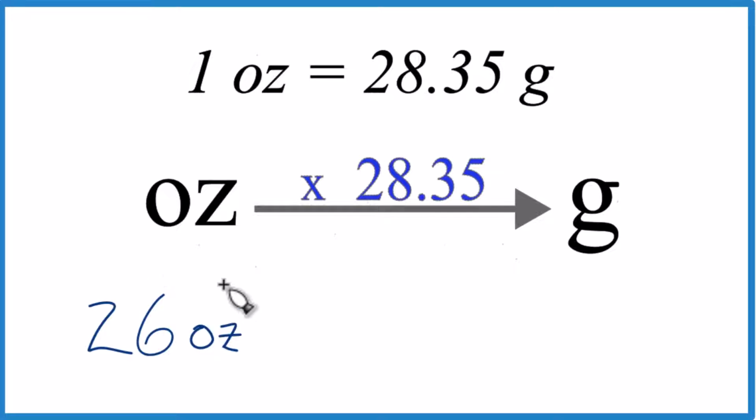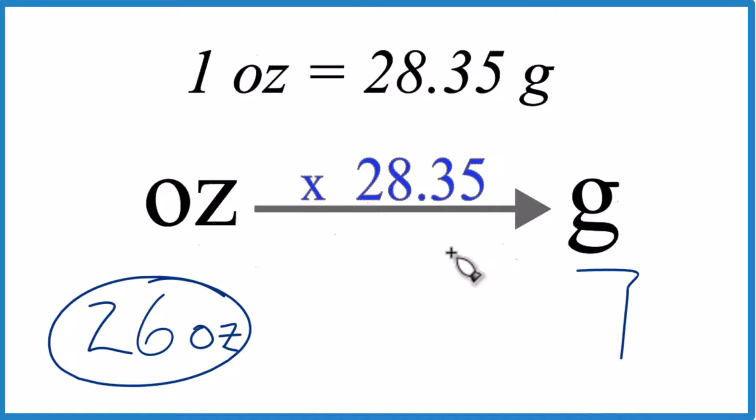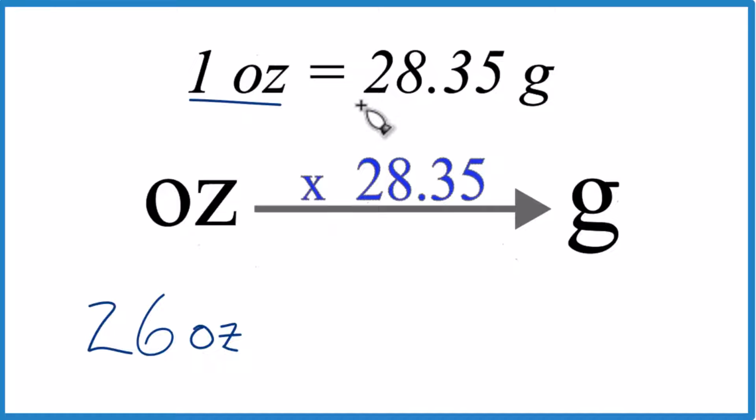Okay, we want to get 26 ounces to grams. So here's how you do it. 1 ounce equals 28.35 grams. We call that a conversion factor. And if we want to go from ounces to grams, we need to know this number.